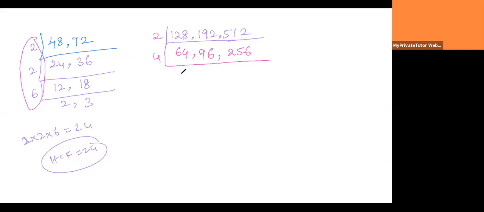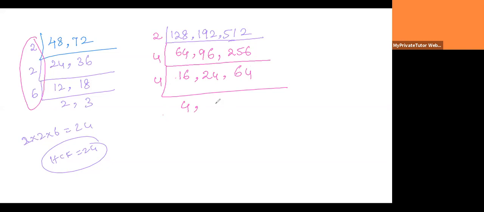So 4 16s are 64. And then what is 96 divided by 4? 4 24s are 96. 256 is divisible by 4 because the last two digits are divisible by 4. So we have 64 in it. Again, you can see that all three numbers are divisible by 4. If you want to try by 2, it's fine. We'll get more steps, that's the only difference.